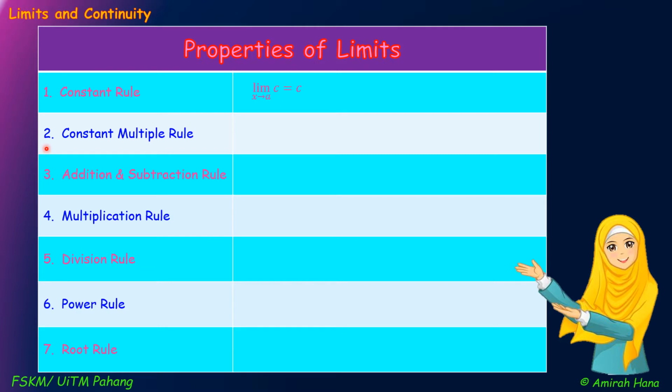Property number 2 is the constant multiple rule. The limit as x approaches a of c times f(x), where c is a constant, equals c times the limit as x approaches a of f(x). We can move the constant c out of the limit expression. That's why we get this, right? We can move out a constant only and never move out a variable from the limit expression.